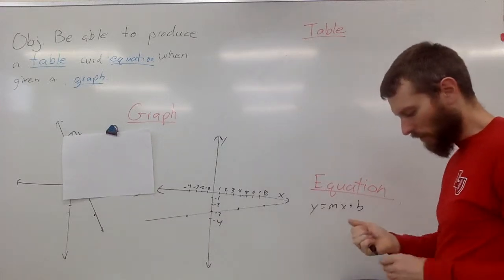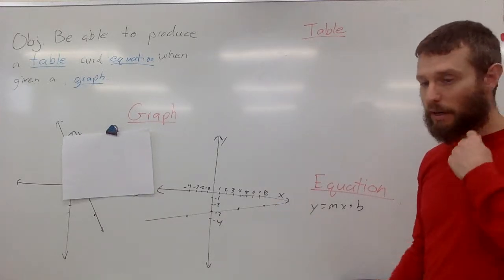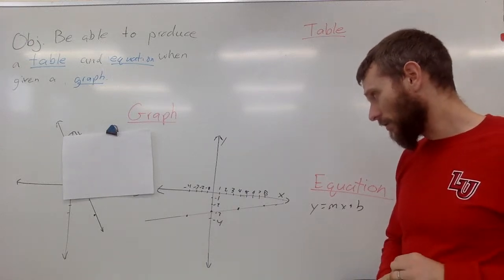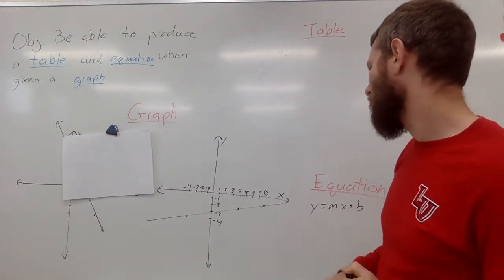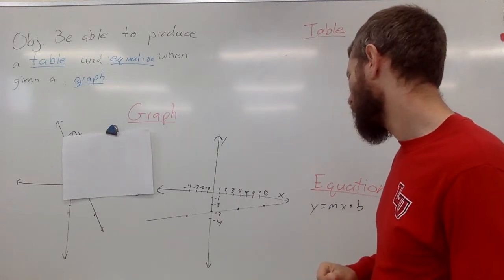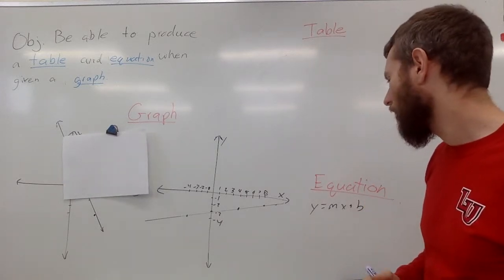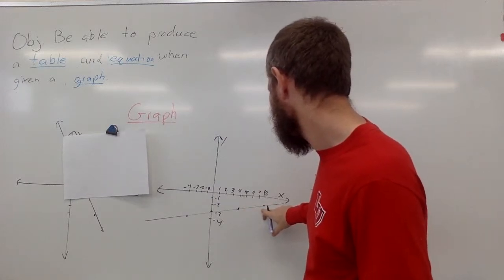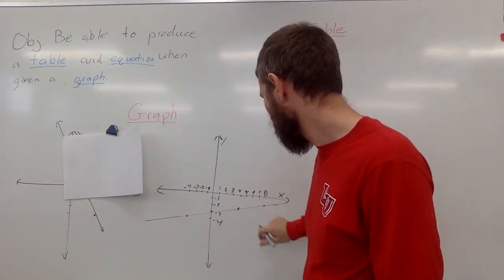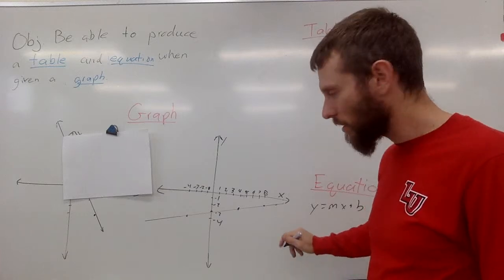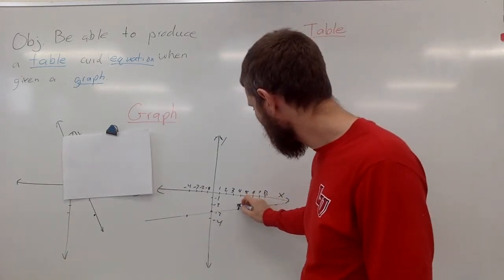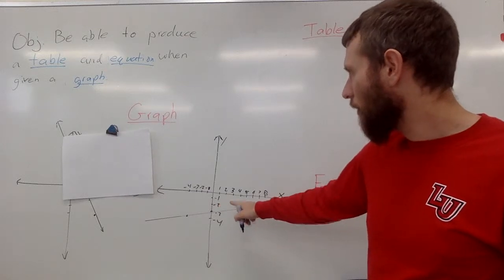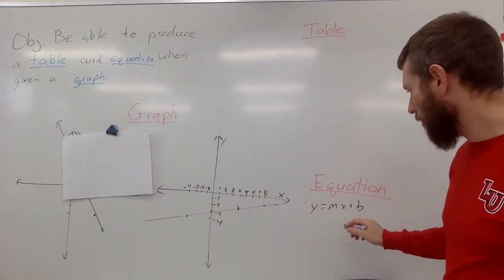Here's my graphed line. Hopefully you can see that. I know it's not spectacular, but I think it's clear enough. I changed my graph a little bit, and I'll tell you what these points are. Anyway, let's go from a graph to an equation.